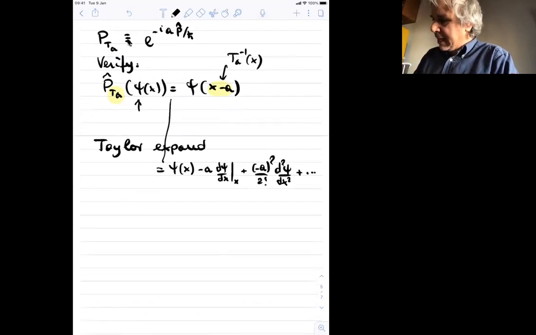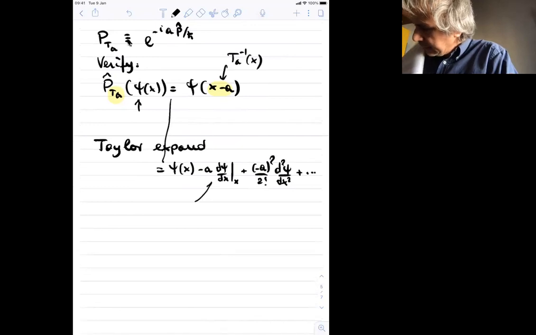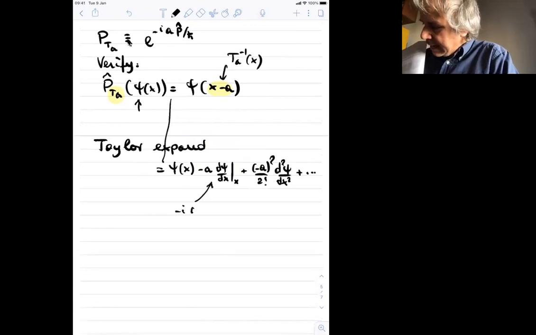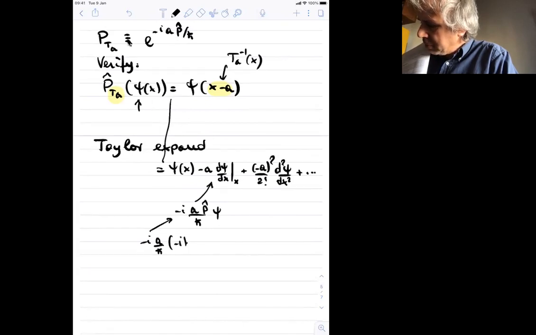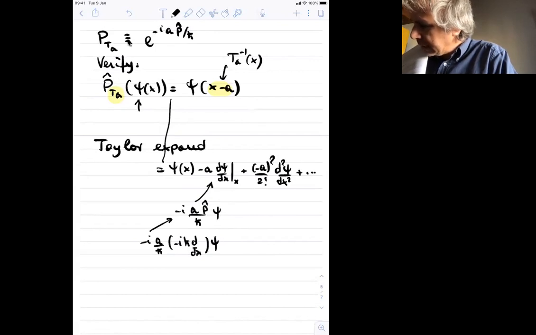Now, notice that I can write this object here as minus i a, the momentum operator over h bar, applied to the function psi. Do you see why? Minus i a over h bar. The momentum operator is minus i h bar, the derivative, applied to psi. And you see immediately that minus i times minus i gives me this minus sign, and then the h bar and h bar cancel, and I get exactly the result I wanted.